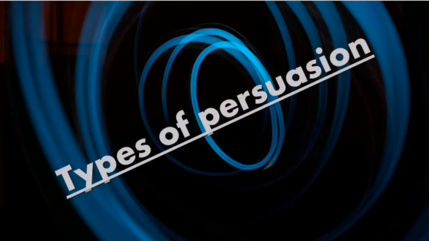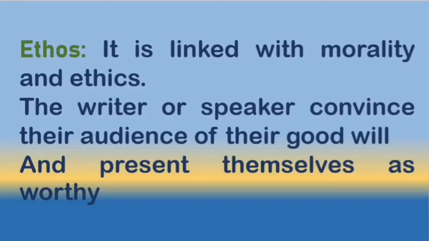Persuasion has three basic types. The first one is ethos. It is linked with morality and ethics. Here, the writer or speaker convinces their audience of their goodwill and presents themselves as trustworthy. So the audience needs to understand his intention and his strong understanding of the subject.